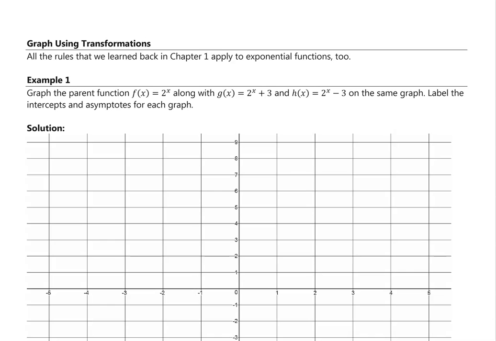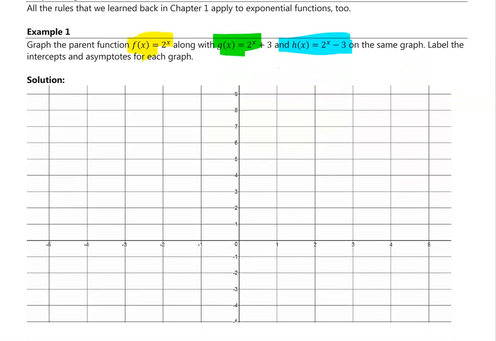All right, graph using transformations. All the rules that we learned back in chapter 1 apply to exponential functions too. So graph the parent function f of x equal to 2 raised to x along with g of x equal to 2 raised to x plus 3 and h of x equal to 2 raised to x minus 3. So we have f of x, g of x, and h of x.